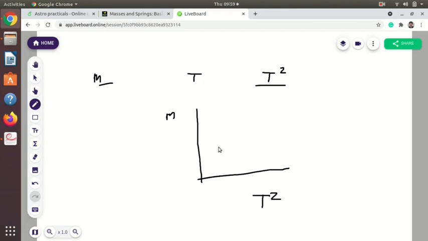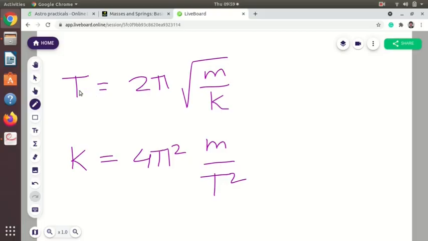As we are using the simulator, it will be a perfect straight line. So you will get this type of graph, and then you have to find out the slope of this graph. Why do we have to do this? You know, the time period of spring oscillation is given by 2π under root m by k, where m is the mass attached to the spring and k is the spring constant.